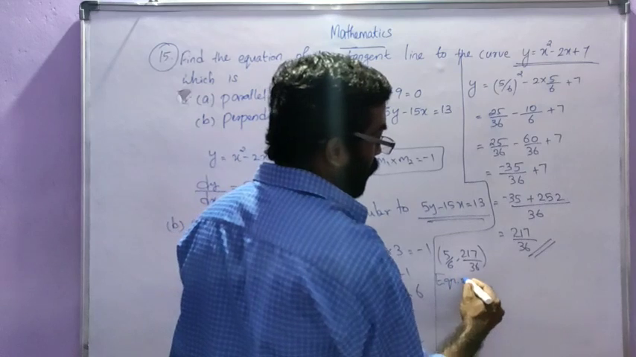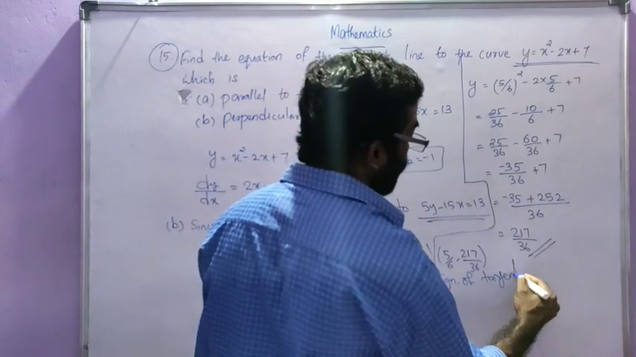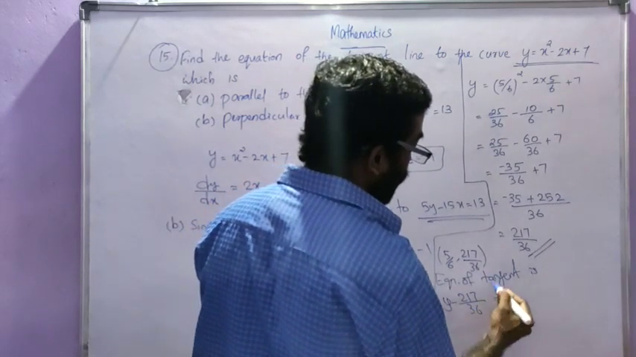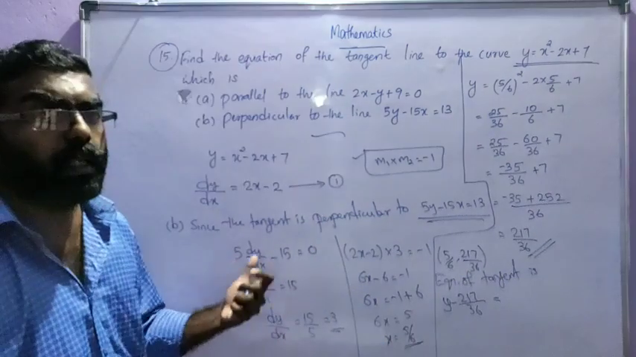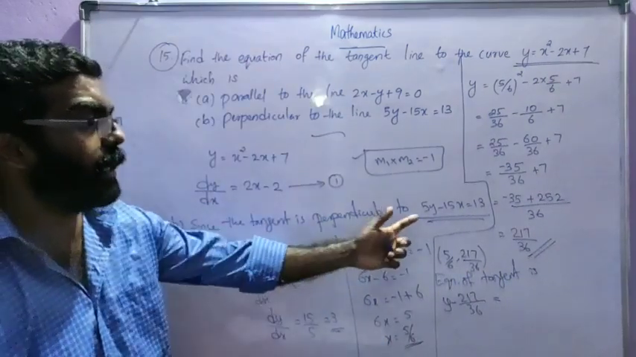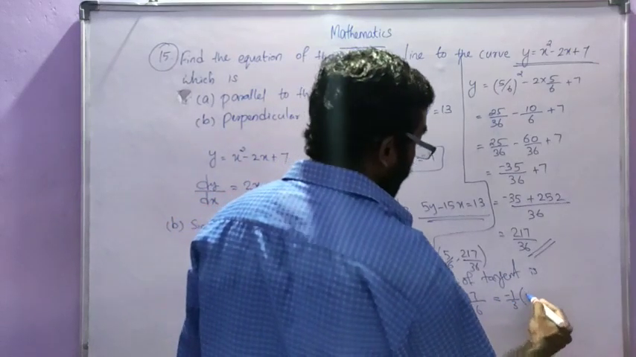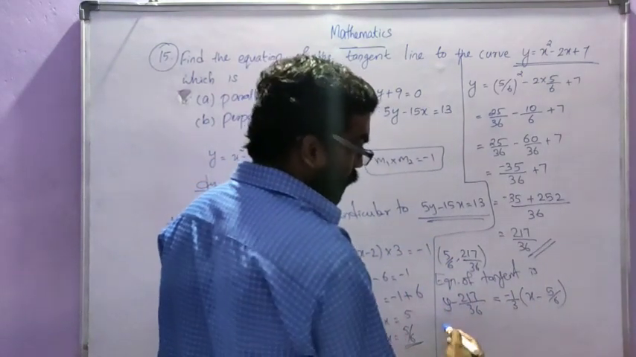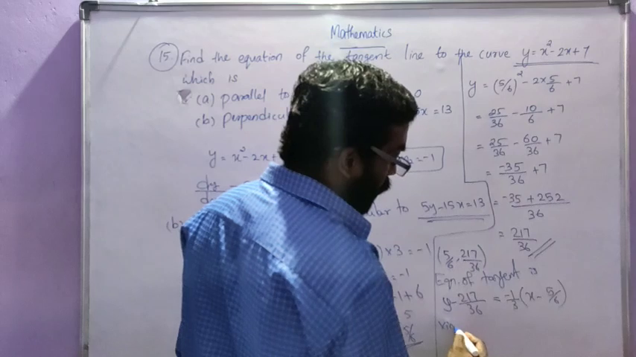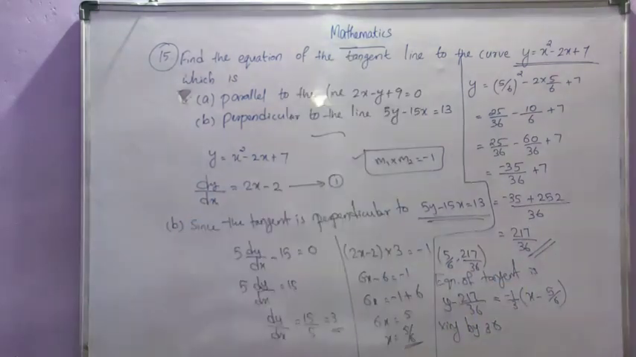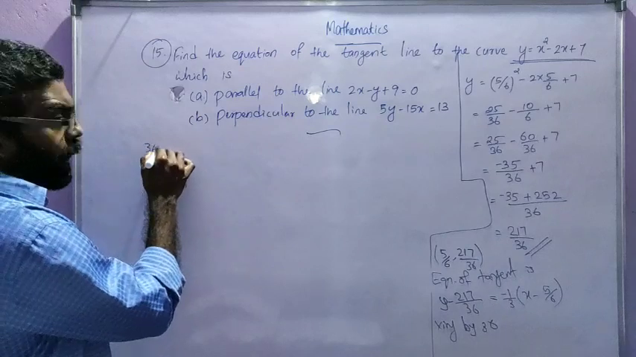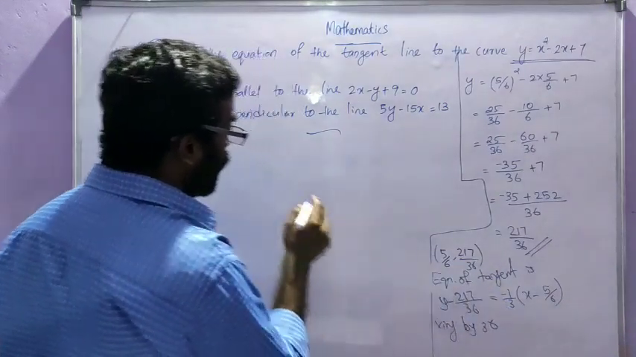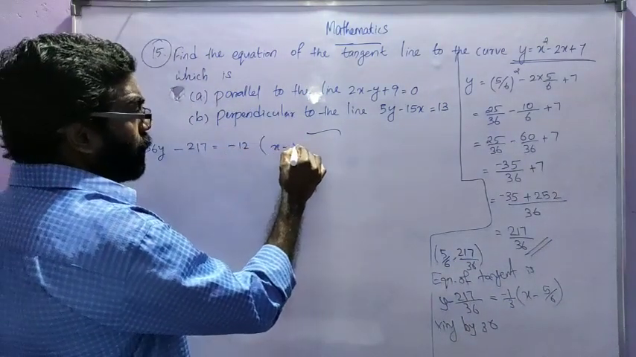So equation of tangent is y minus 217 divided by 36 is equal to the slope. Here the tangent is perpendicular to this line, so minus 1 by 3 into x minus x0, x minus 5 by 6. We can cross multiply or we can multiply throughout by 36. Multiplying throughout by 36, 36y minus 217 is equal to 36 into minus 1 by 3, that is minus 12 into x minus 5 by 6.